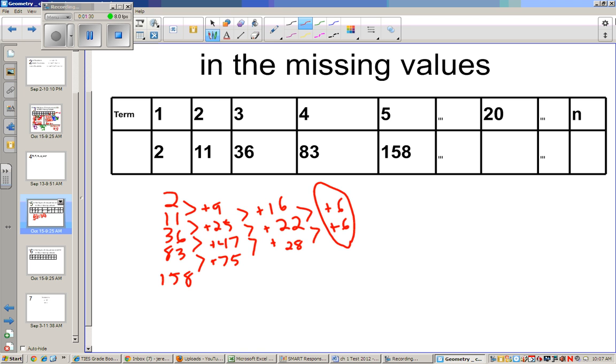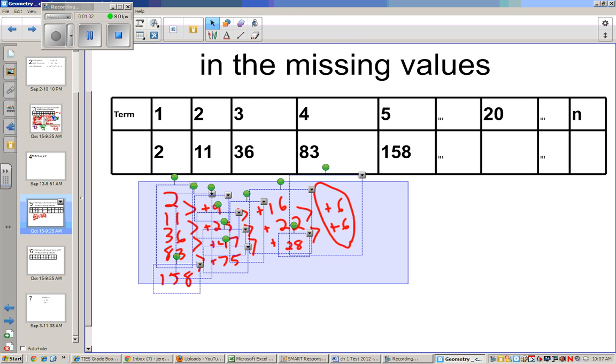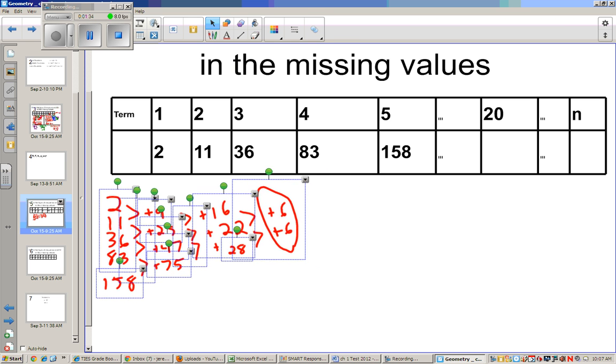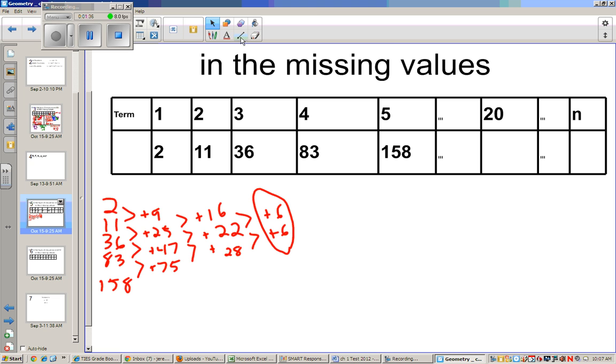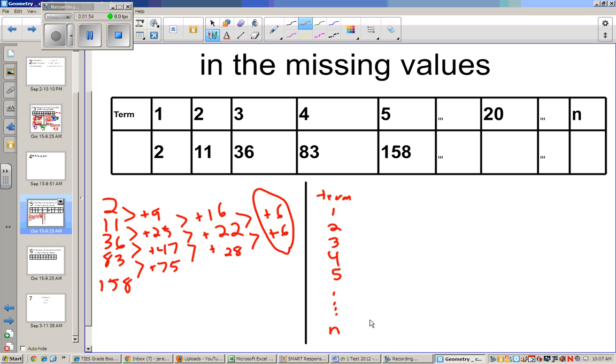So now we have to think about how to do this with a cubic. So we're going to do the same system that we did last time, but now we're going to have a cubic function. So let's look at term 1, 2, 3, 4, 5, and go all the way down to the nth term. For a cubic function, this is going to be an cubed plus bn squared plus cn plus d.